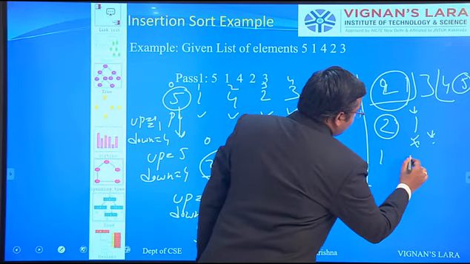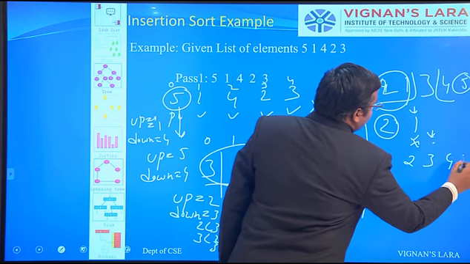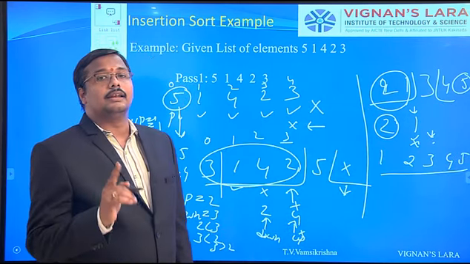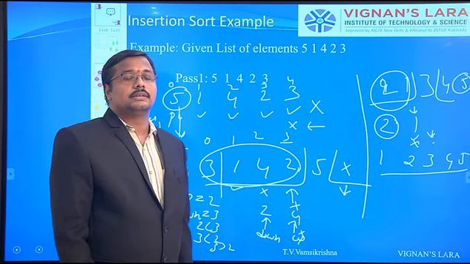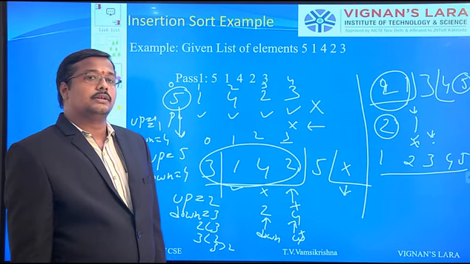Meaning 1, 2, then 3, 4. 4 is a single element. I already told you in the insertion sort case also that a single element is treated as itself sorted.